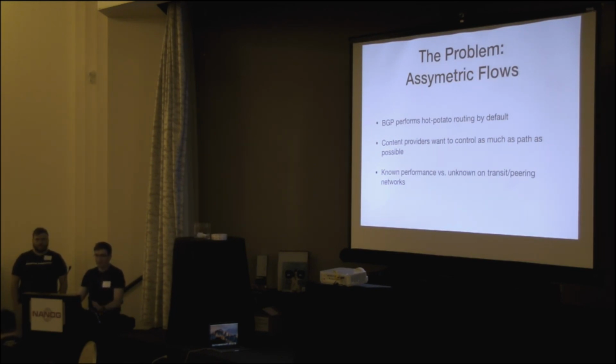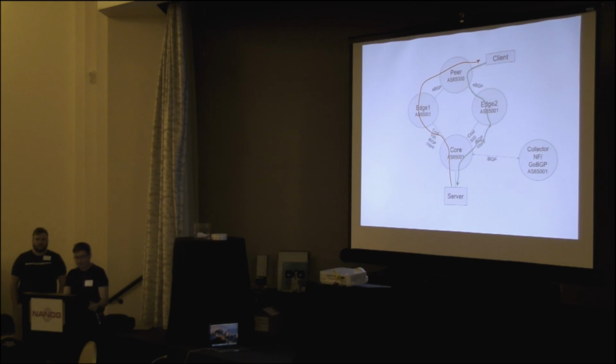We identified a problem statement of asymmetric data flows. BGP by default will hot potato traffic outside your network, which is great for ISPs that want to keep their costs down. Content providers, gaming companies, not so much, because they want to control as much of the path as possible. In an illustration of an asymmetric flow, the problem becomes that you don't have much control over that path once the packet leaves your network.